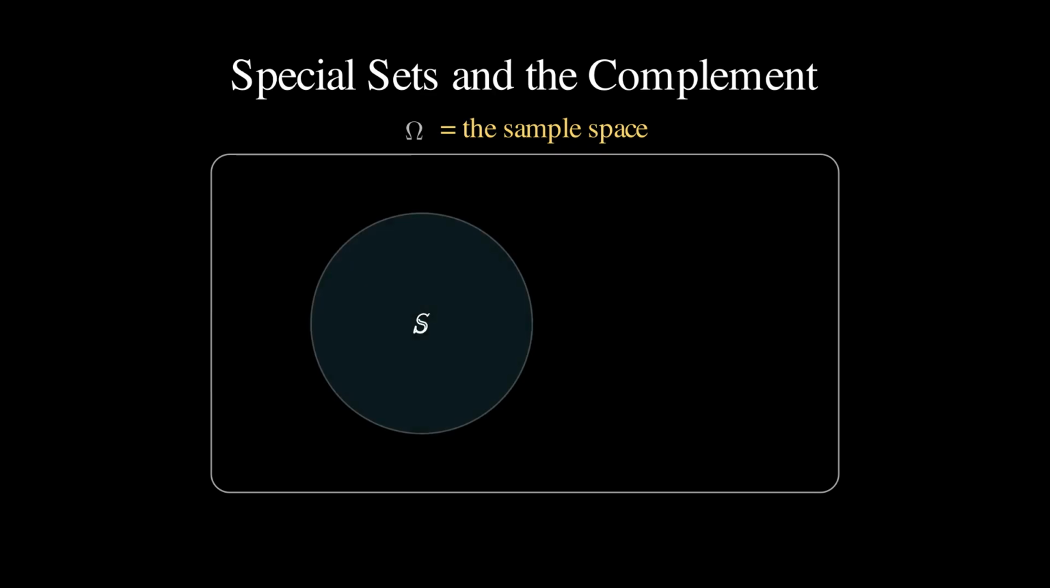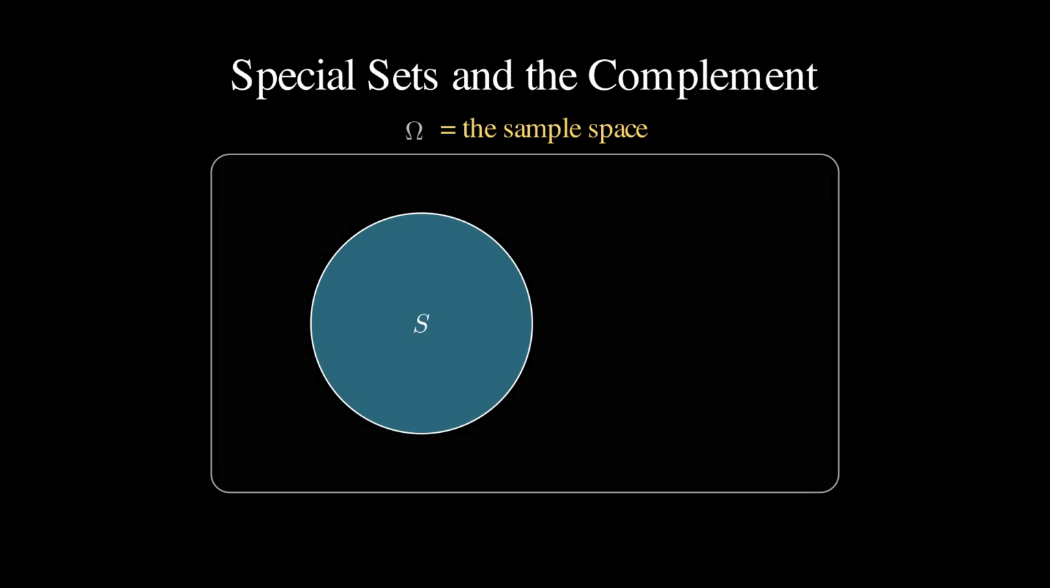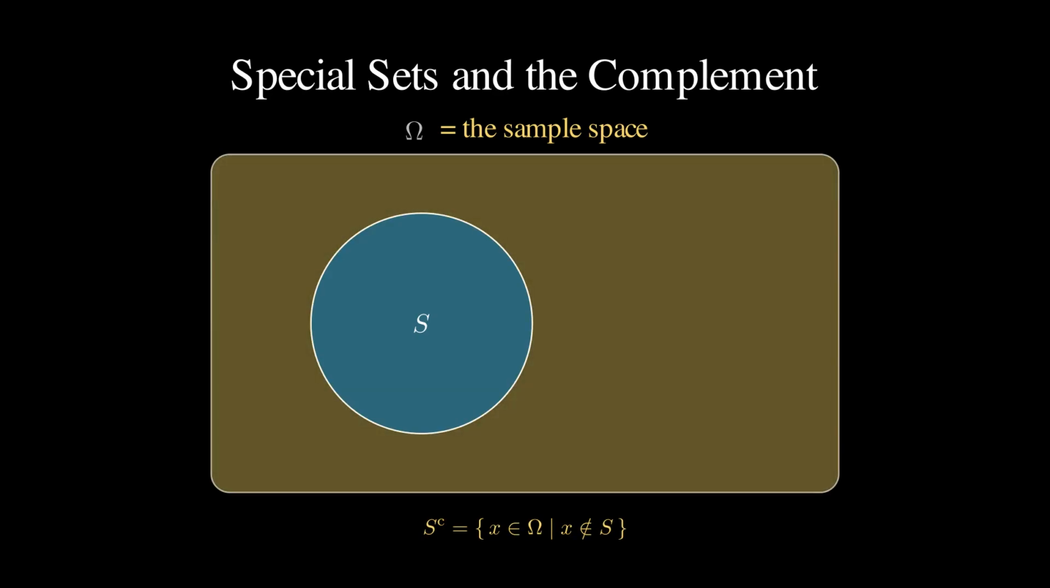With a universal set in hand, we can define the complement of a set S. First, here is S, a region inside omega. The complement of S is everything in omega that is not in S, all the rest of the frame. We write it S with a small c. As a sanity check, the complement of omega itself is the empty set. Outside of everything, there is nothing.